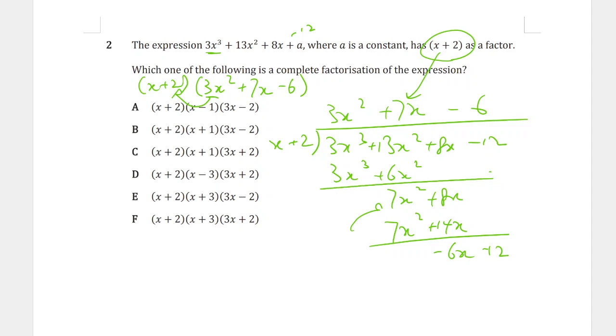Now lastly, we're going to factorize the quadratic, which shouldn't be too hard. So this is 3x minus 3. Wait, what am I doing? 3x minus 2, isn't it? 3x minus 2, x plus 3, I think. Good, so what does that give me? That gives me E as my answer.